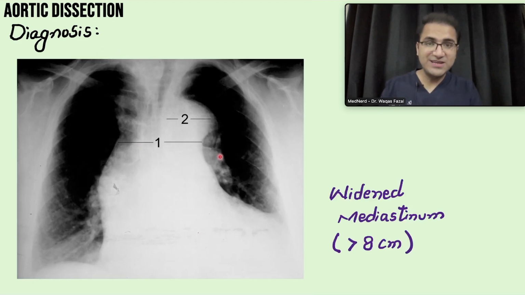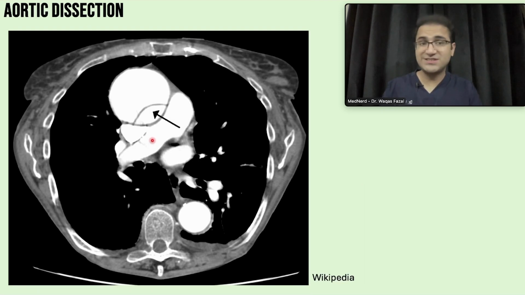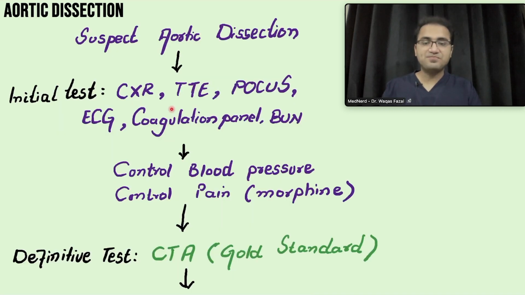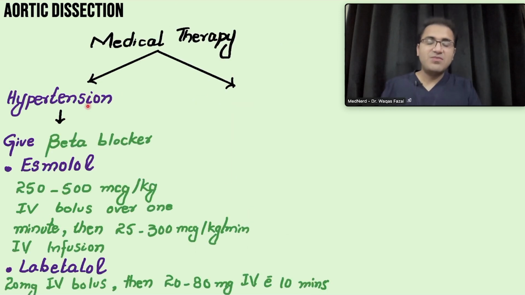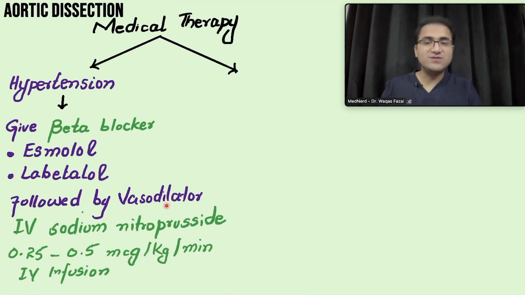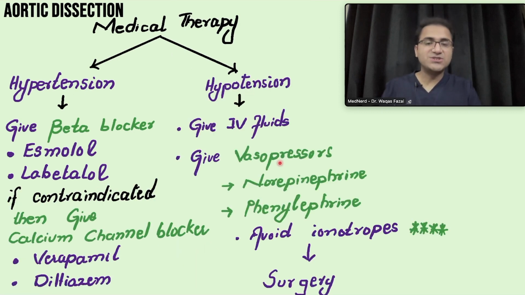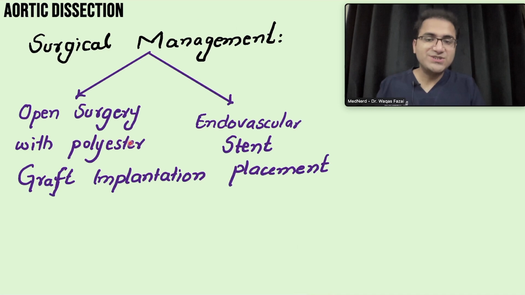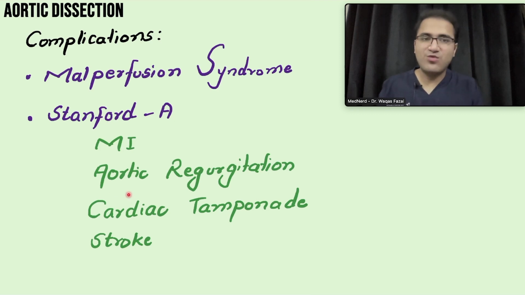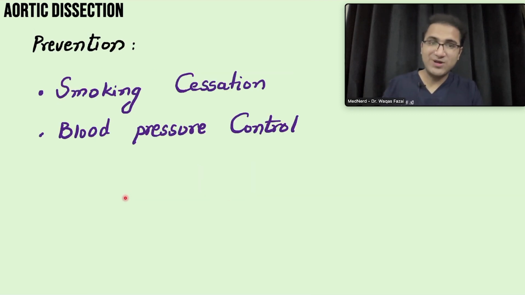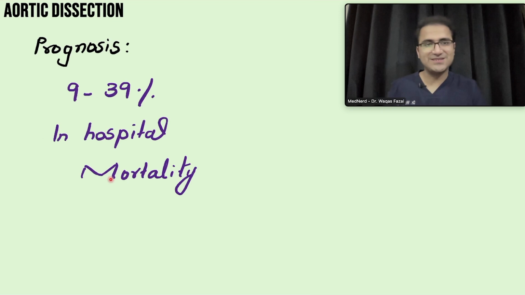The widened mediastinum is seen on chest X-ray; a normal chest X-ray does not rule it out. This is the CTA. When you perform CTA, you classify Stanford A. Stanford A needs surgery, Stanford B is treated conservatively. Hypertension is treated with beta blocker followed by a vasodilator like nitroprusside. Hypotension is treated with vasopressors, IV fluids, and refer for surgery. Surgery includes open surgery and stent placement. MI or stroke with aortic dissection, avoid thrombolytic therapy. Complications of aortic dissection, how to prevent aortic dissection, and prognosis of aortic dissection.